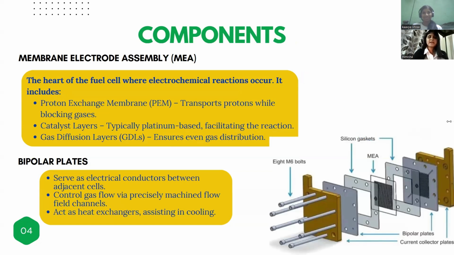The components of this cell are the membrane electrode assembly, which is also the heart of the fuel cell. It has a proton exchange membrane. It has a catalyst layer, where the reaction is facilitated, and it also has a gas diffusion layer, which ensures that there is an even gas distribution throughout. Then there are bipolar plates. Bipolar plates are where the electrical conduction happens between the adjacent cells, and they also act like heat exchangers to assist in cooling.